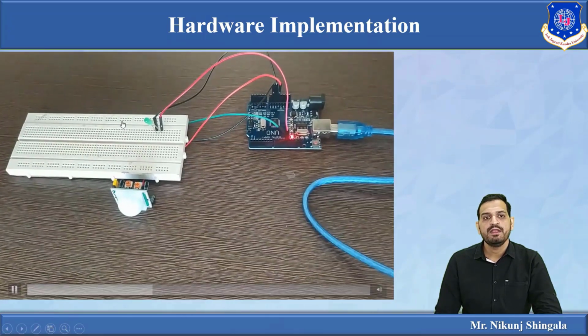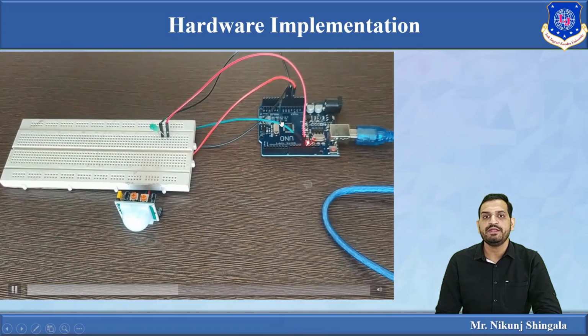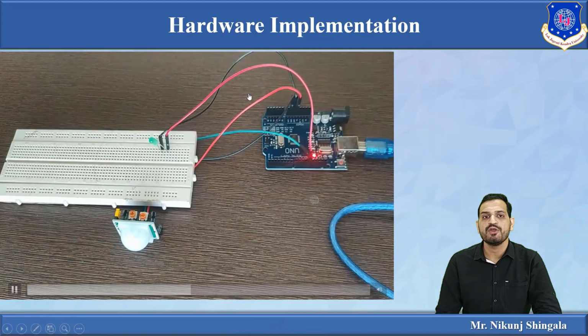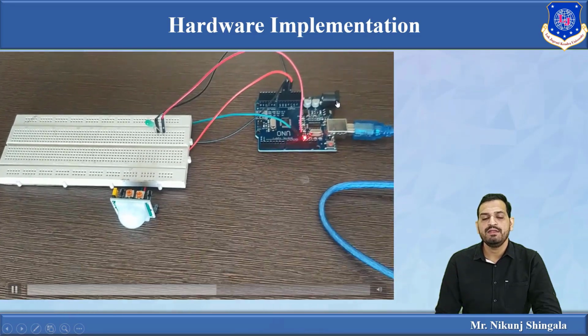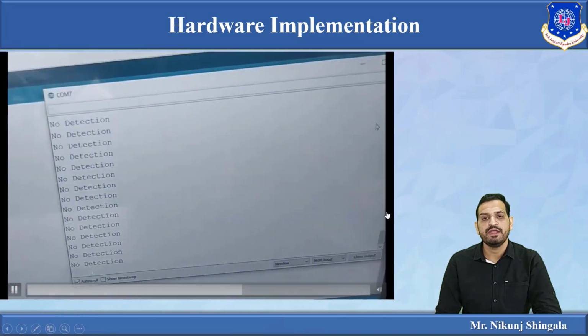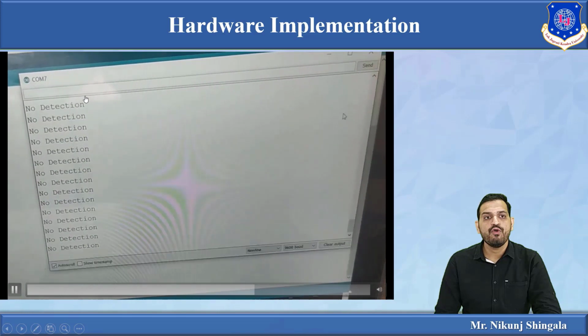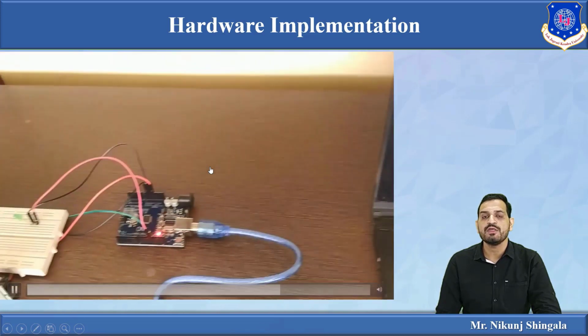Now this is how all the components are connected with the Arduino by means of jumper cables. The PIR sensor is connected and the LED is also connected, and the program is loaded in the Arduino by means of this cable which is connected to the laptop or PC. Now the COM port is open, you can see. Initially there is no detection, so the no detection message will be displayed.